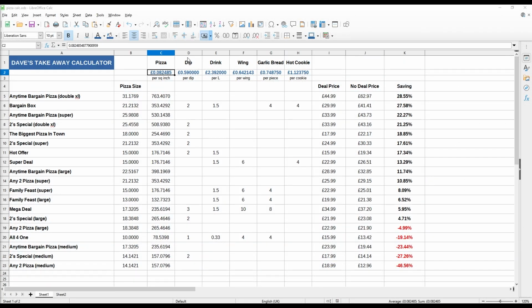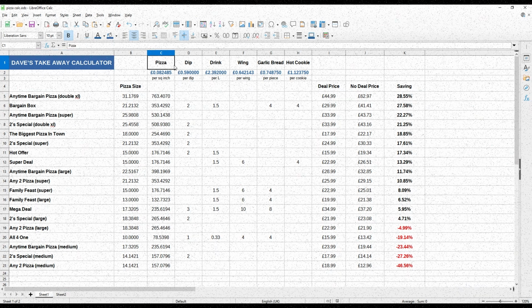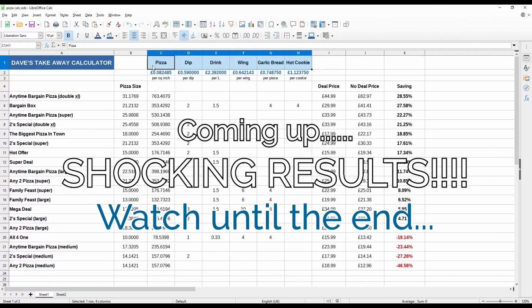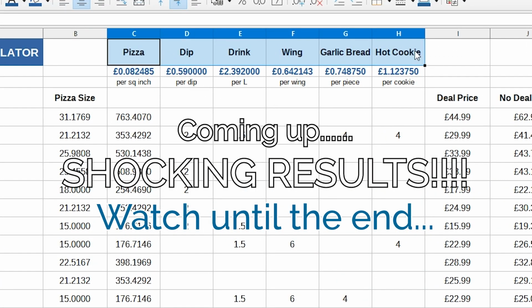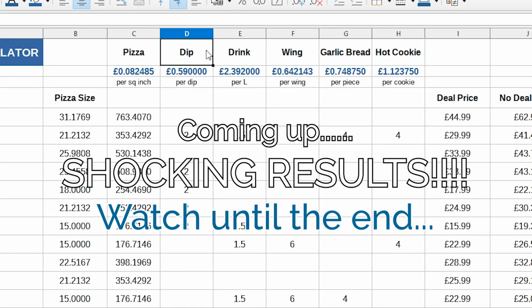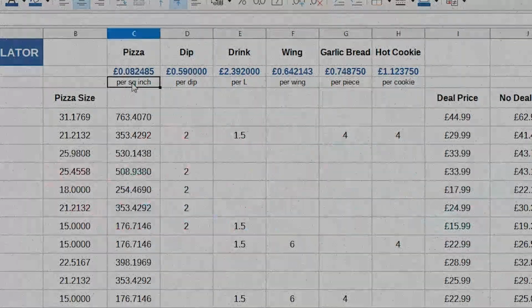Okay, so here is my final takeaway calculator. The first thing I did, obviously, is make this look pretty, because you have to make it look vaguely pretty. And then I listed all the parts that I would get in any of the deals that I was interested in. So that is a pizza, a dip, a drink, a wing, a piece of garlic bread, or a hot cookie. And here are the units underneath.